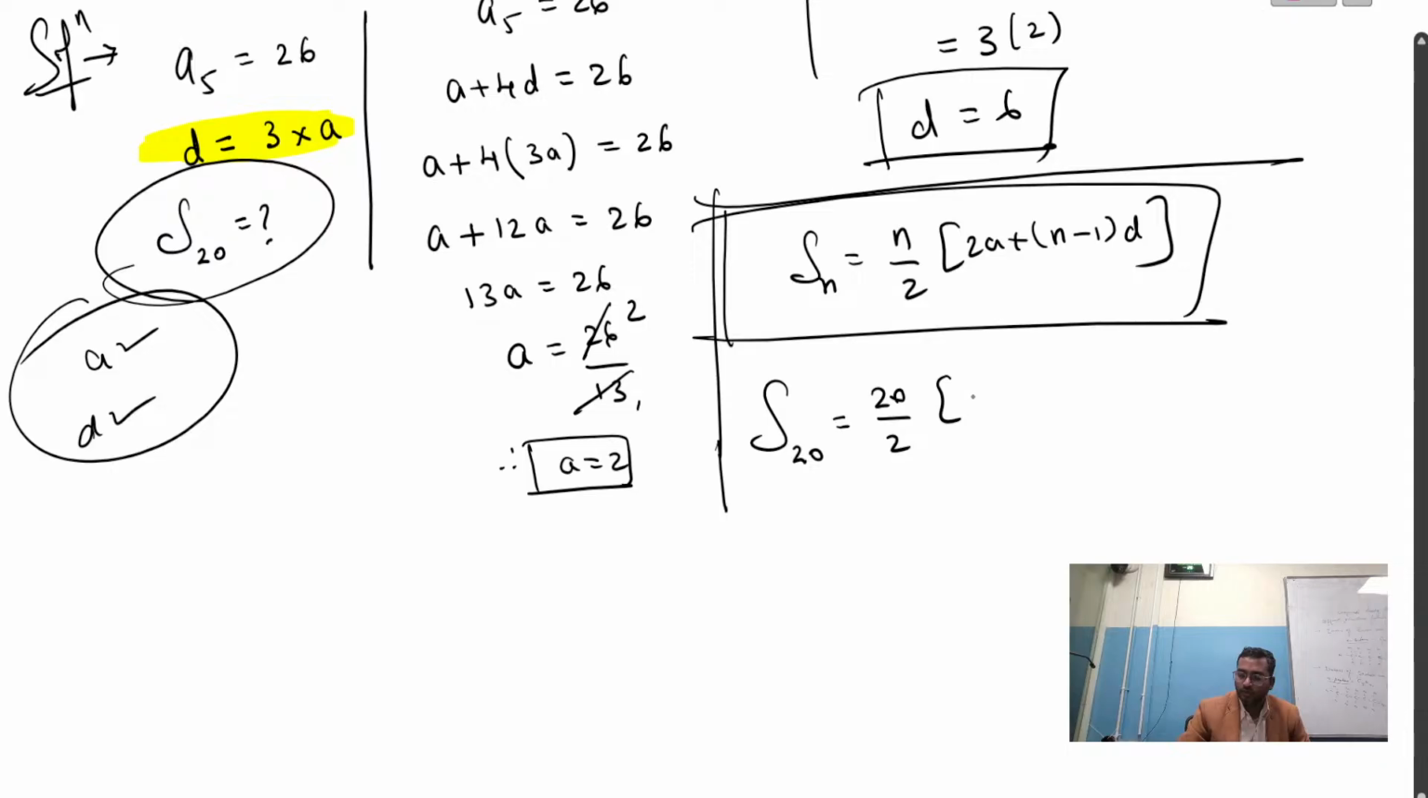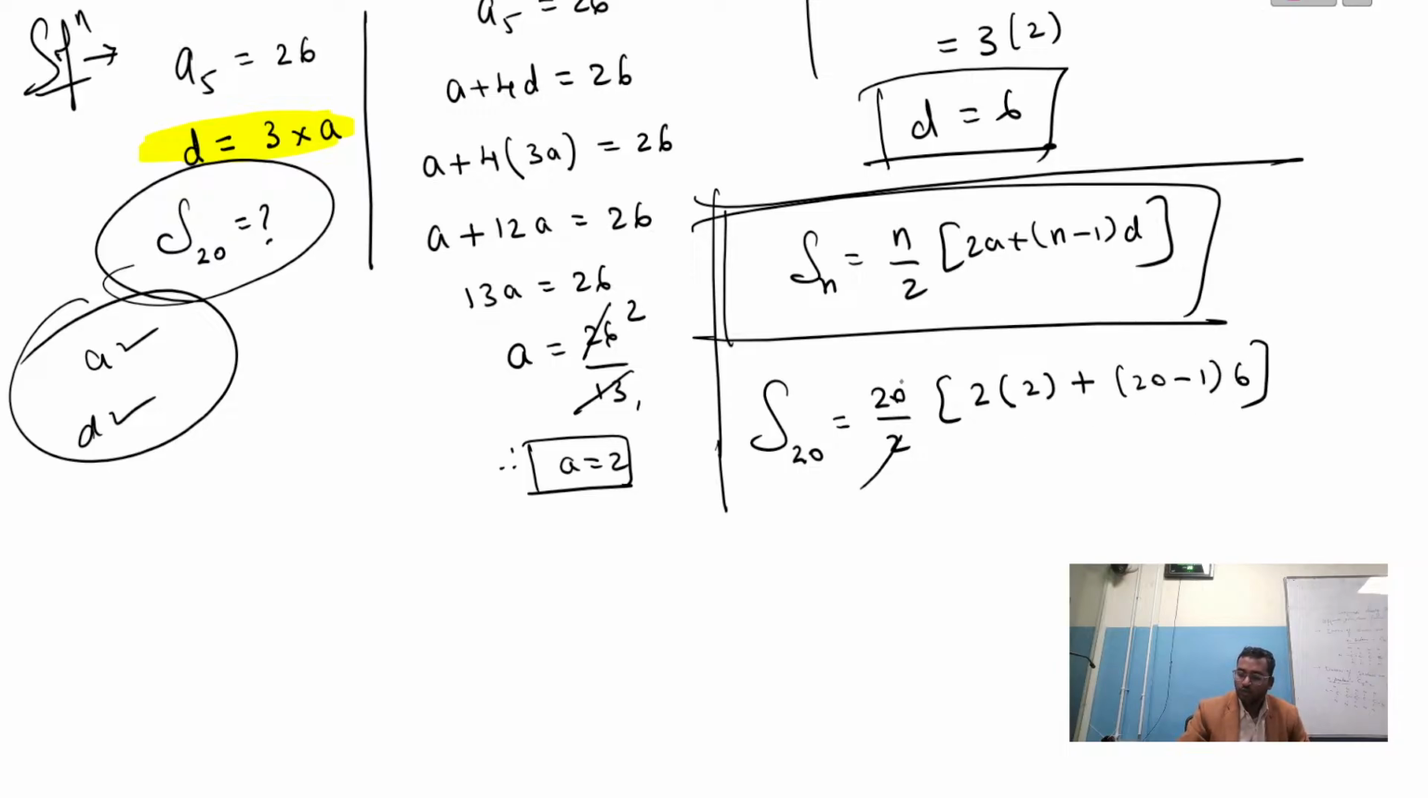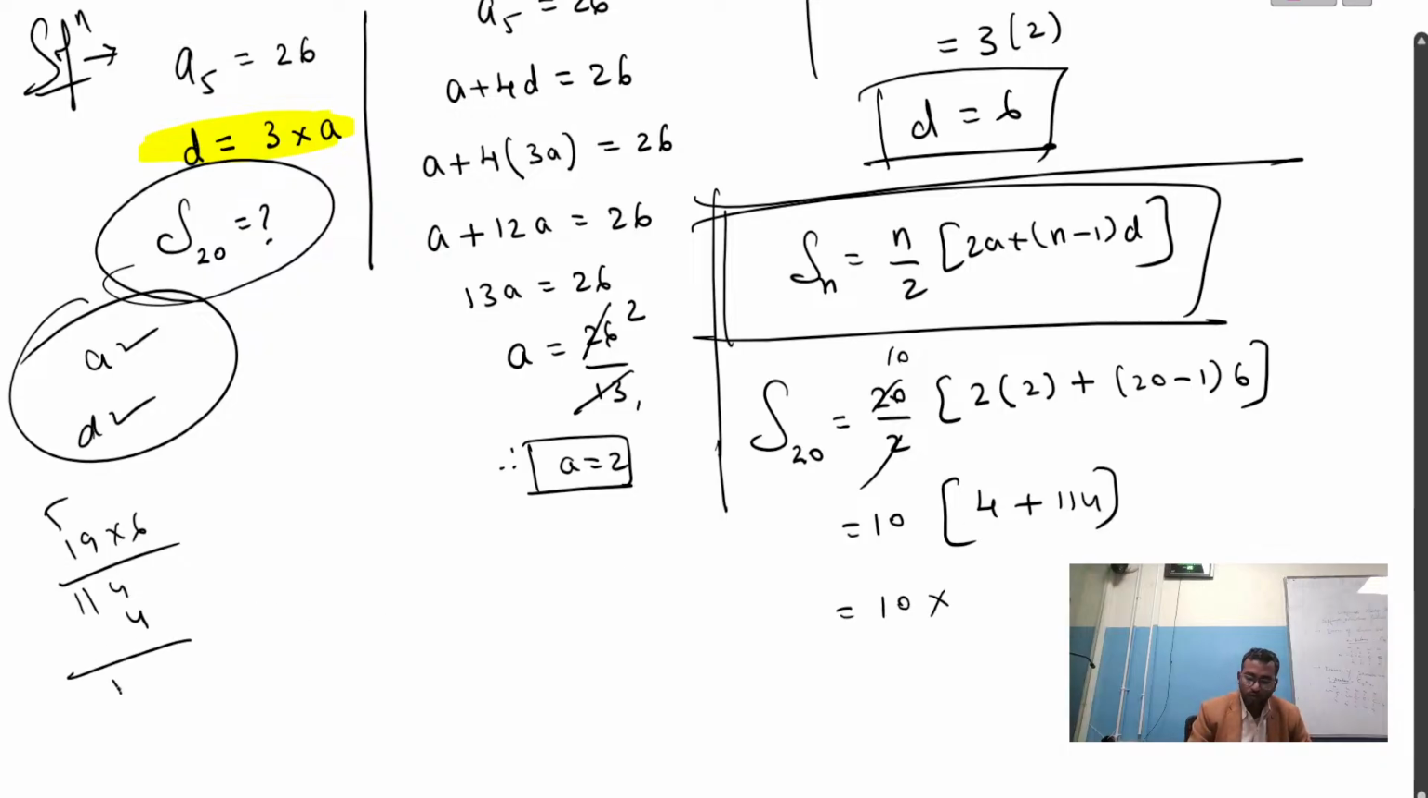Now we can write 20 by 2 into 2 into a, which is 2, plus n value 20 minus 1, into d, which is 6. 2 ones are 2, 2 tens are 10, into 2 twos are 4 plus 20 minus 1 is 19 into 6. 9 6s are 54. 6 ones are 6 plus 5 is 11. That is 114. Understood? If you don't know, you can calculate like this: 9 6s are 54, 6 ones are 6, plus 5 is 114. That is 10 into 114 plus 4, that is 118.